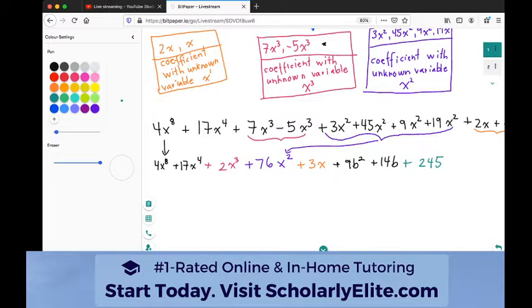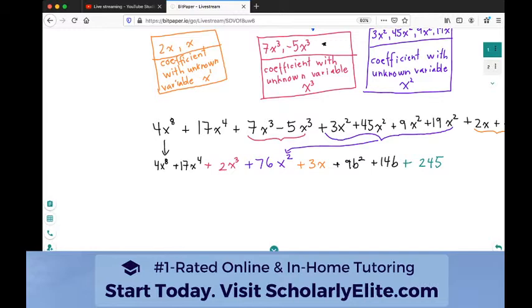So this is actually our final answer, and I'm going to just put it all in one color so everybody can see what I'm talking about. But our final answer really is all of these separate terms, because we don't know what the letter represents right now. So my final answer is literally just going to be 4x to the power of 8 plus 17x to the power of 4 plus 2x to the power of 3 plus 76x squared plus 3x plus 9b squared plus 14b plus 245. Okay, that's our final answer here.